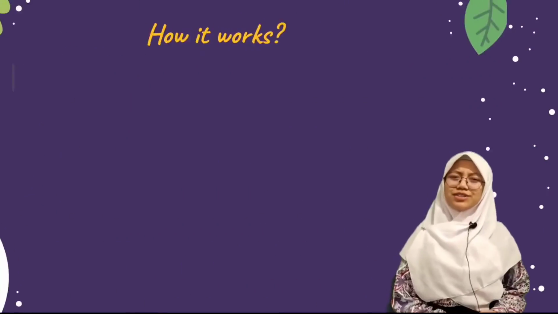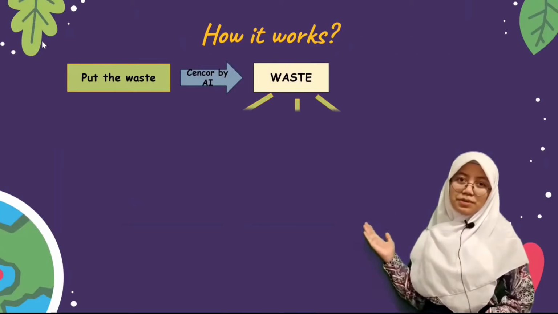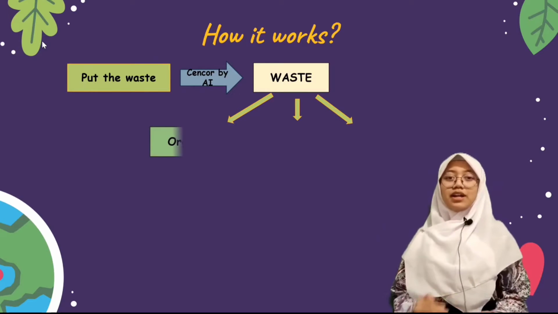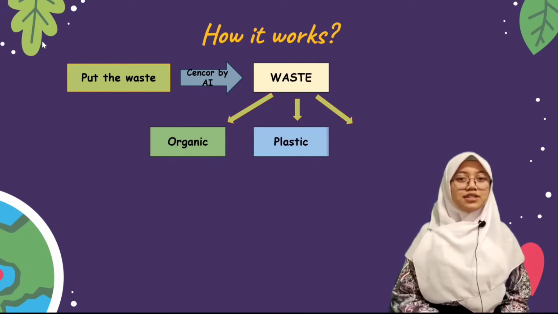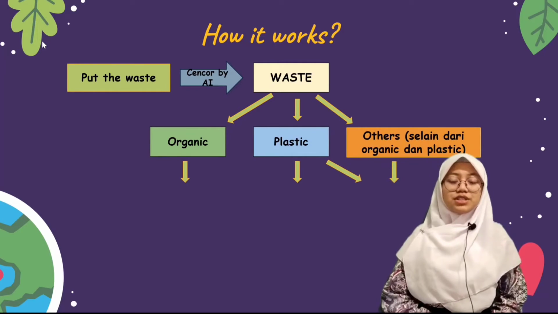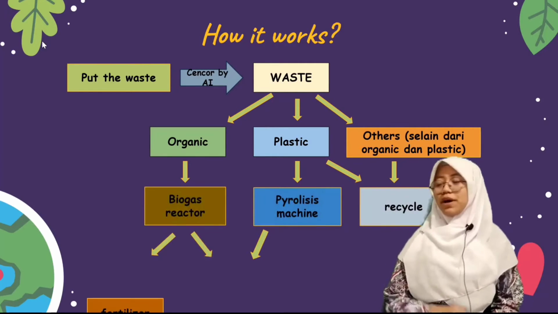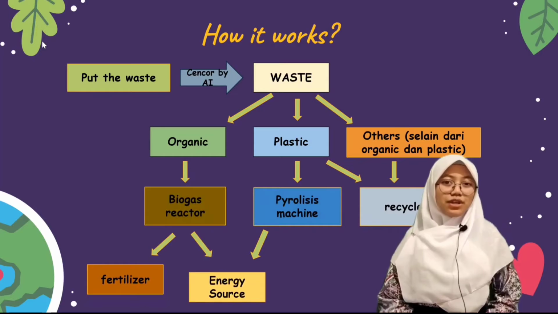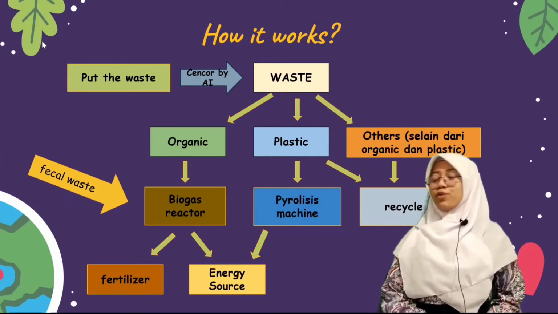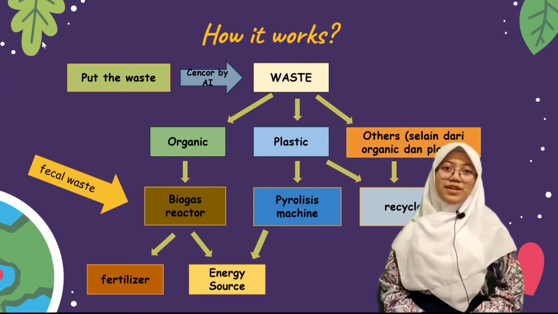So, how does this prototype work? Let's check it out. When the waste is placed, it will be sensed by an artificial intelligence camera connected to the M-Block. After being identified by the camera, waste is directed to the sewer according to its category. So there are three categories, which are organic, plastic, and others. Organic waste is connected to a biogas reactor and fecal waste, so that it can be used for alternative energy and fertilizer manufacture. Plastic waste will go into the pyrolysis machine and the rest will be recycled with other waste.